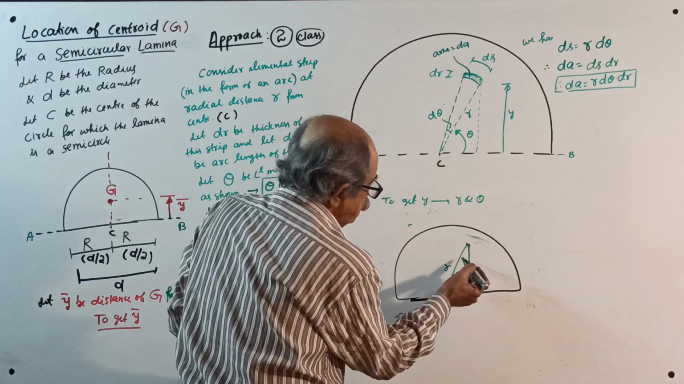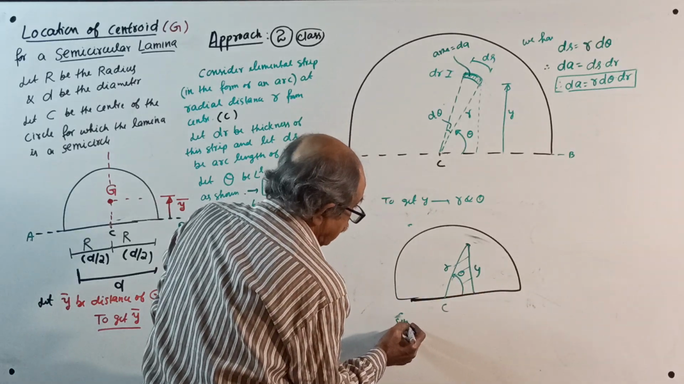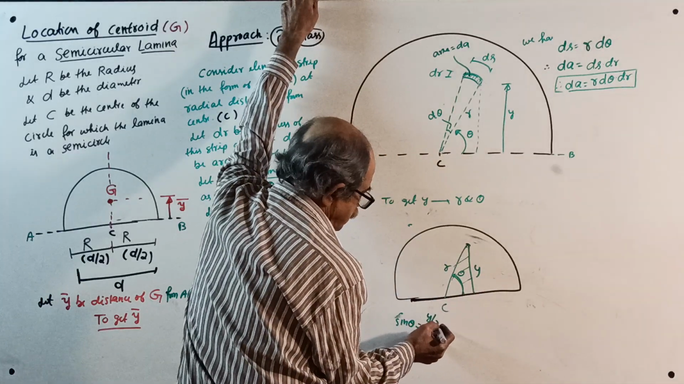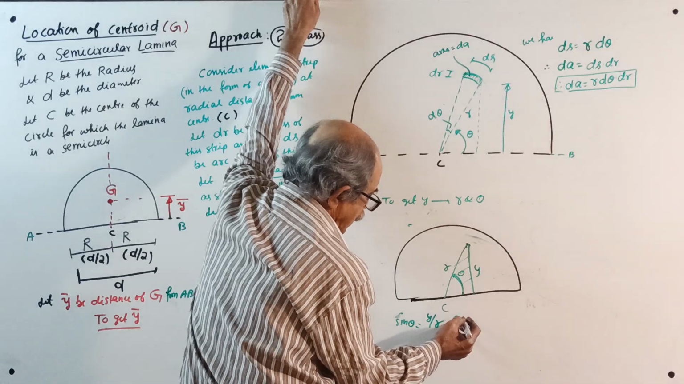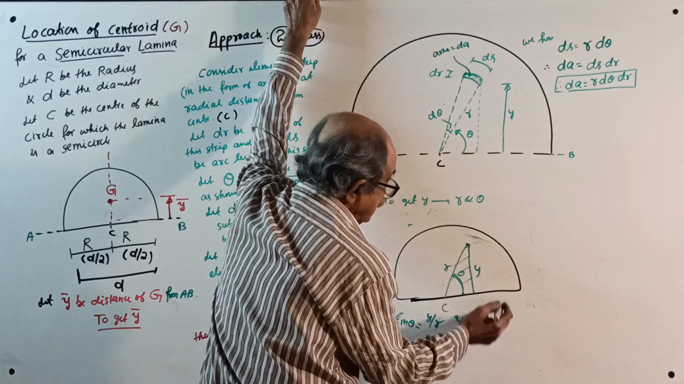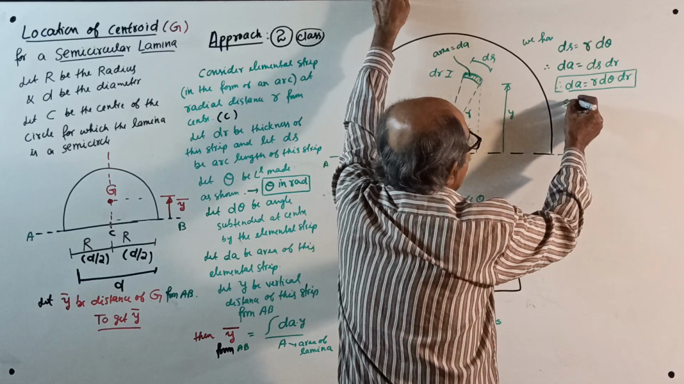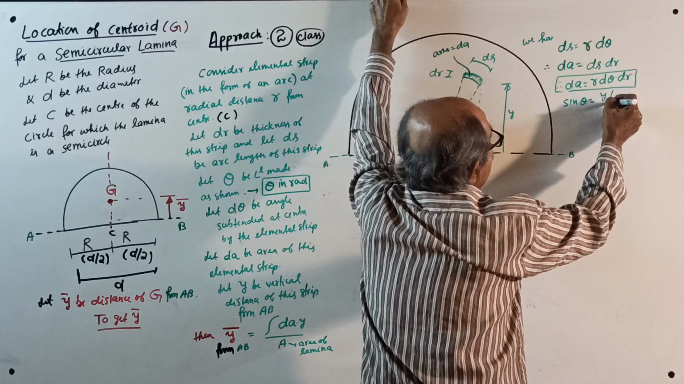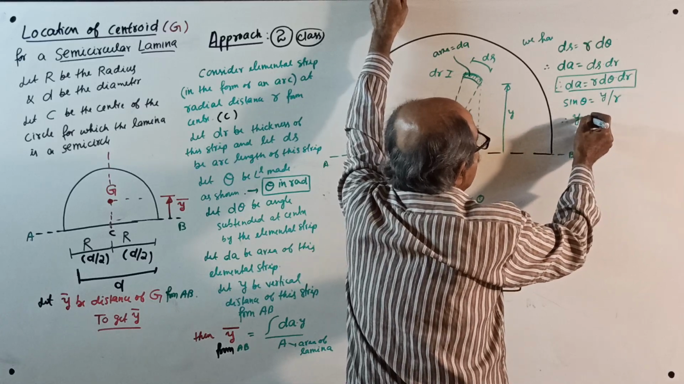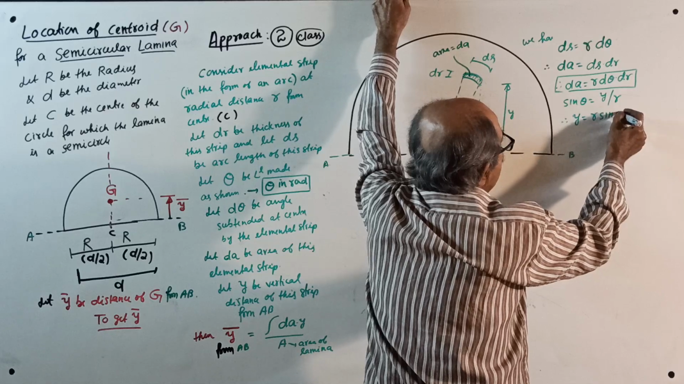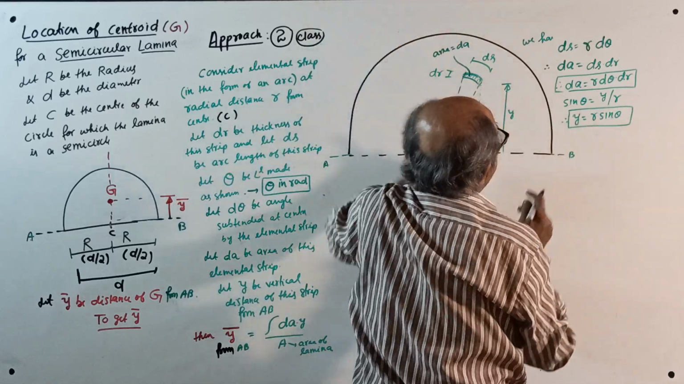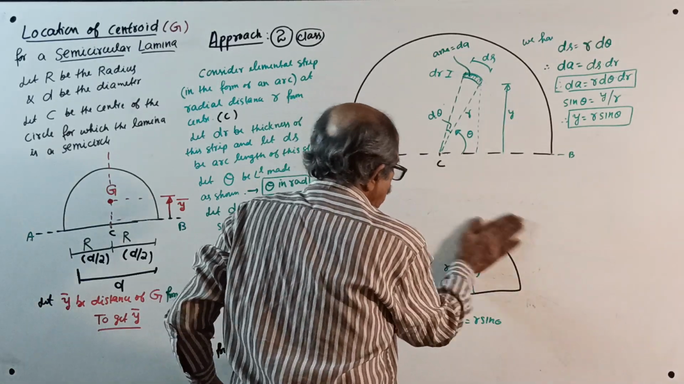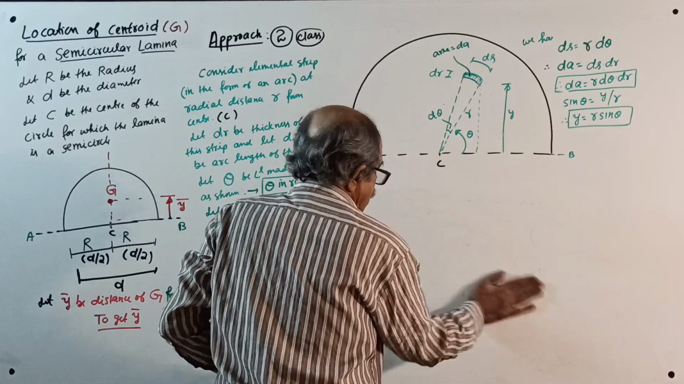So now use trigonometry here. Sin theta equals y divided by r. Therefore, your y will become r sin theta. Here you write directly sin theta equal to y divided by r. Therefore, your y becomes r sin theta. So we got the expression for dA and the expression for y, everything is over. Now, happily substitute.